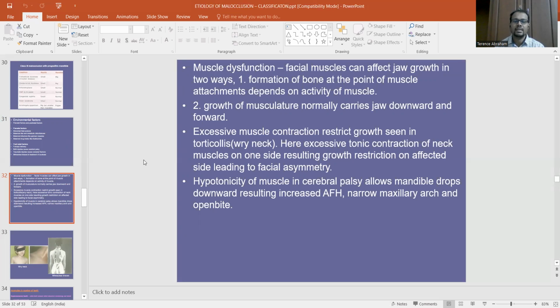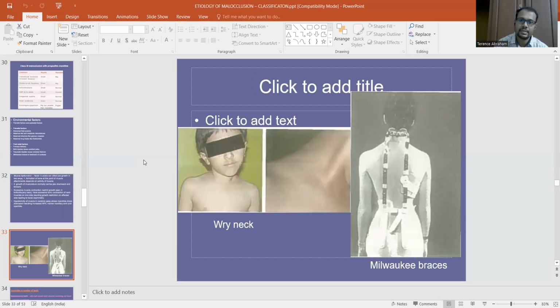downward direction. If there is excessive muscle contraction, as you see in torticollis or wry neck, excessive contraction of the sternocleidomastoid muscle results in facial asymmetry. Then in the case of cerebral palsy, there is lack of coordination of the muscle. There will be hypotonicity of the muscle, which results in drooping of the mandible, increase in the anterior facial height, as well as disturbance of the buccinator mechanism, and there will be a posterior crossbite. This is the wry neck, and this is the Milwaukee braces we give for scoliosis.